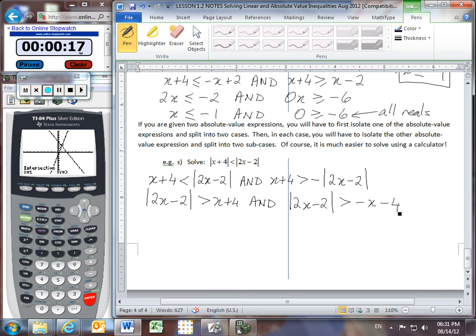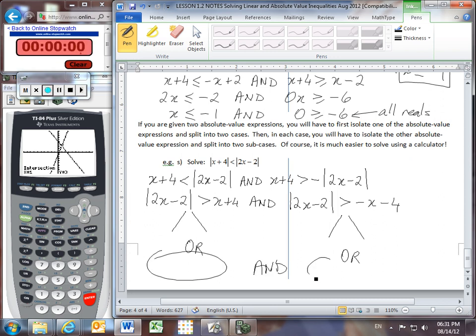And now I'm ready to split again into two situations. I'm not going to continue, but we could split here into two situations that will be separated by an OR. And here we'll split into two situations that will be separated by an OR. And then we'll end up with a solution here and region of overlap, a solution here.